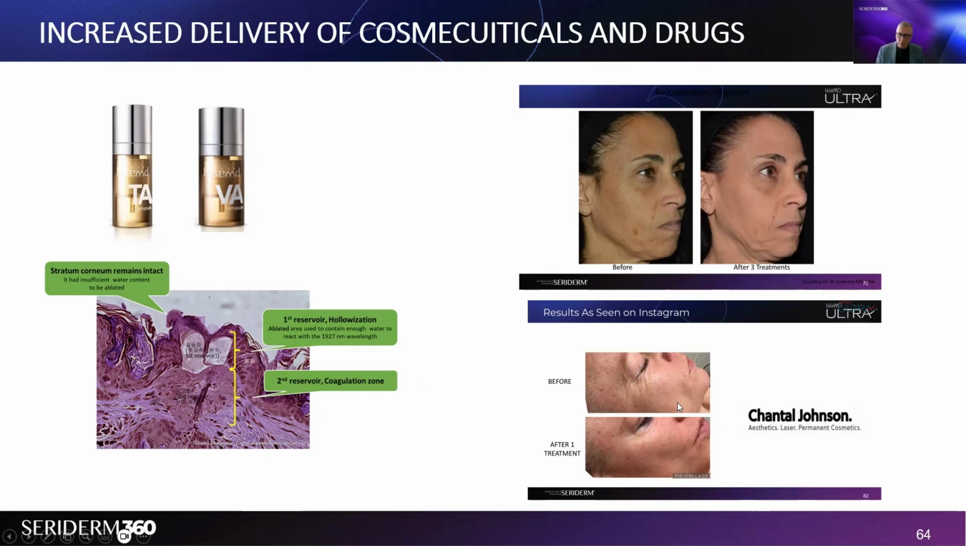This is a lady I do a lot of work with in the UK, Chantal. She just sent me this photograph, and this is where she's using vitamin A to stimulate collagen. But you can see how the appearance of the skin is improved and the wrinkles are softened. And that's by the combination of the effect of the laser, but also that we can increase the amount of delivery of a product that we put into the tissue.